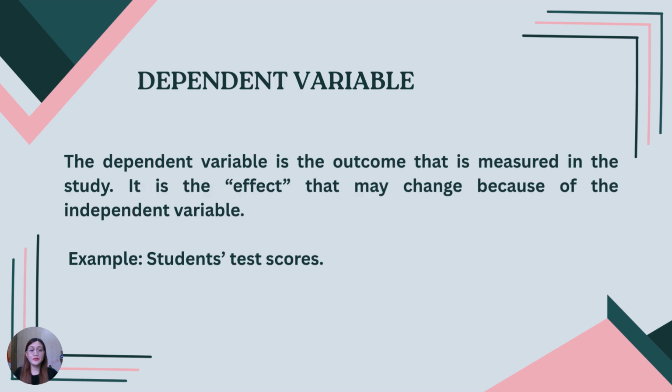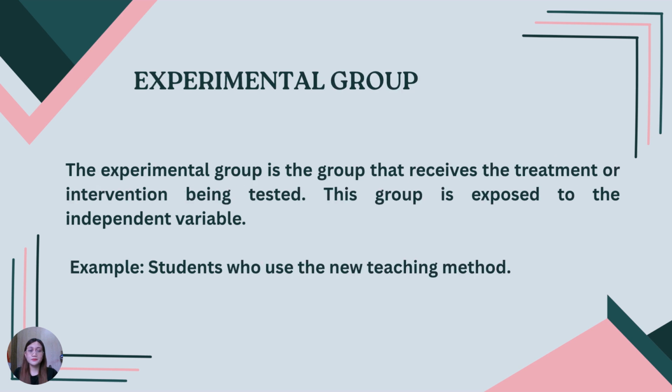Next, we have the dependent variable. The dependent variable is the outcome that is measured in the study. It is the effect that may change because of the independent variable. For example, we have students' test scores. Using the same example, if we are measuring students' test scores after using a new teaching strategy, then the test scores are the dependent variable.